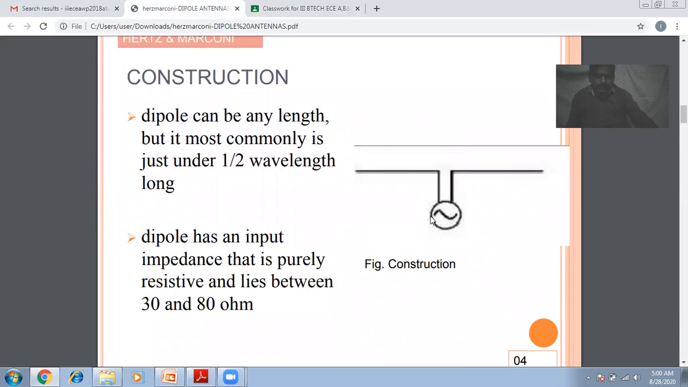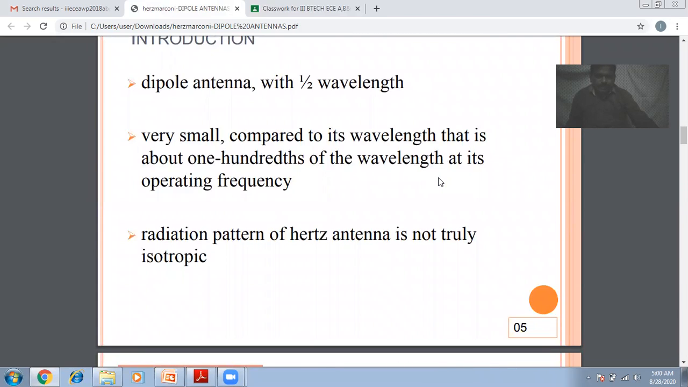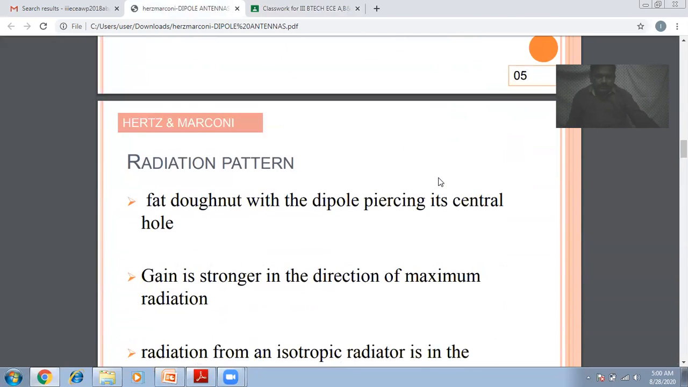So this is the construction of this half-wave dipole antenna, from this end to this end, with length equal to lambda by 2. This is called the Hertz antenna. It is the same, there is no difference.